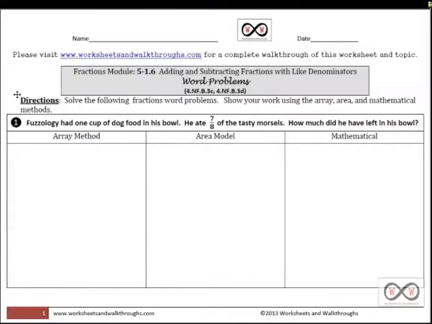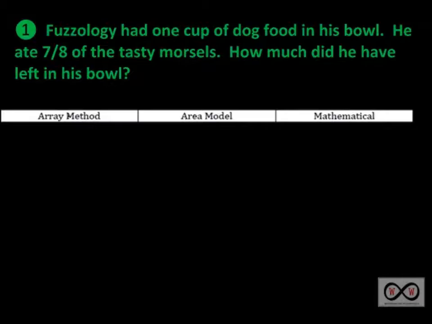Let's start with the first. And the directions are: solve the following fraction word problems. Show your work using the array, area, and mathematical methods. Let's take a look at the first problem. Number 1. Fuzzology had 1 cup of dog food in his food bowl. He ate 7/8 of the tasty morsels. How much did he have left in his bowl?